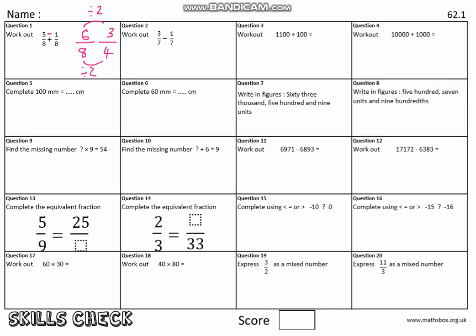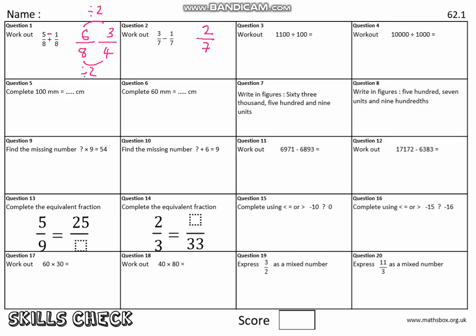Now the next one is a subtraction. So again, I get to leave the denominator the same because they're already the same. And then I can do 3 minus 1, because those are the numerators, and I would get 2. So my answer would just be 2/7. Okay, on to the next one.